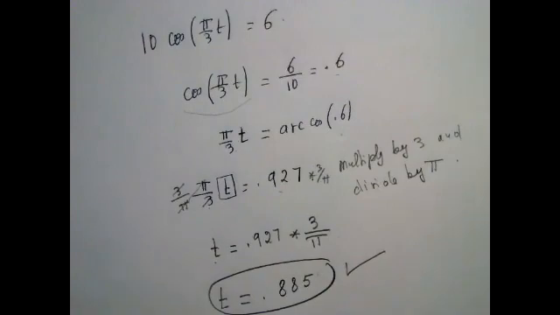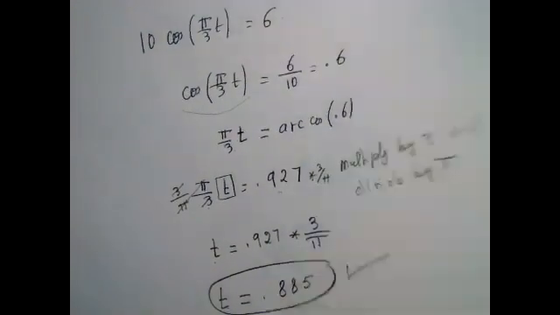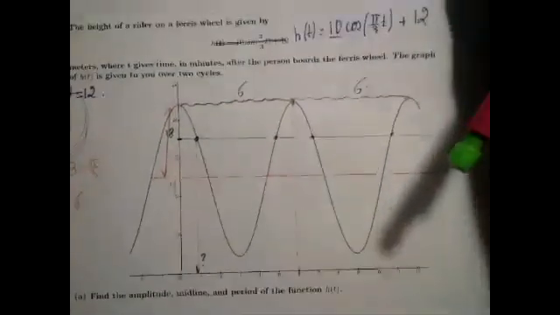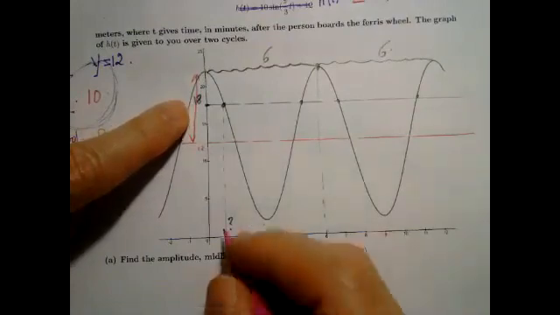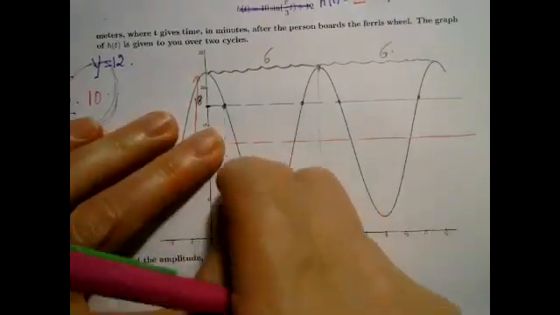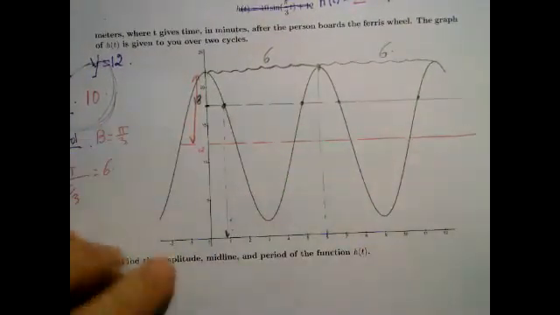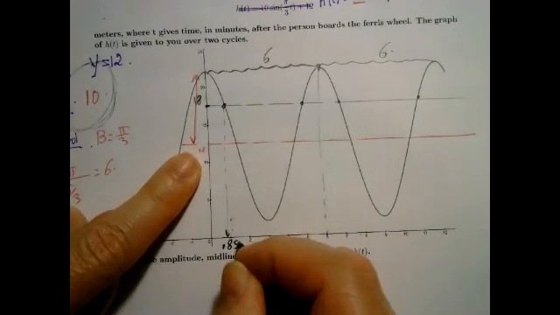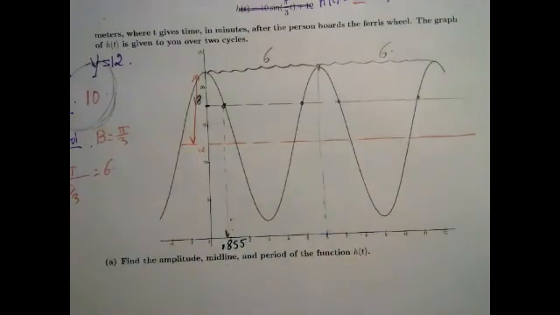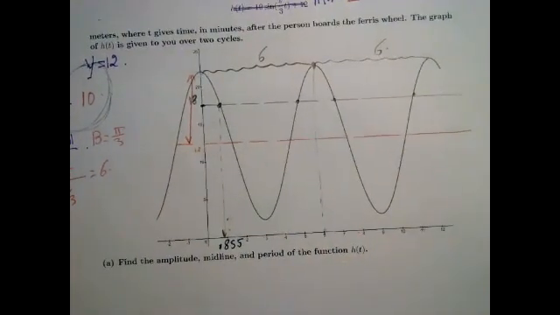Now I'll go back to my graph and I want to ask the following question. Okay, so on the graph, we found one value. So the value we found here is 0.855. Okay, that's the value we found.